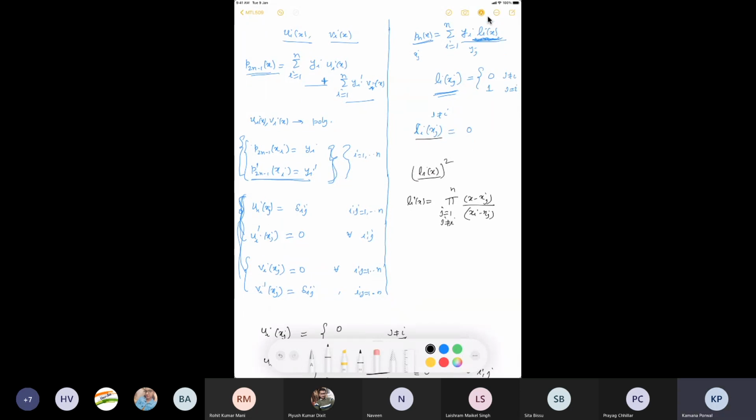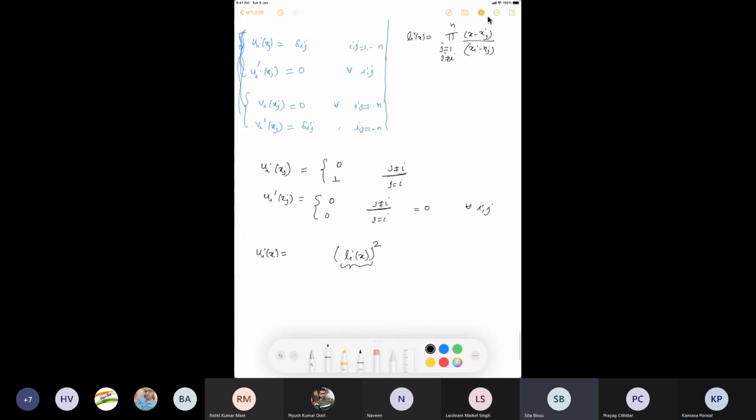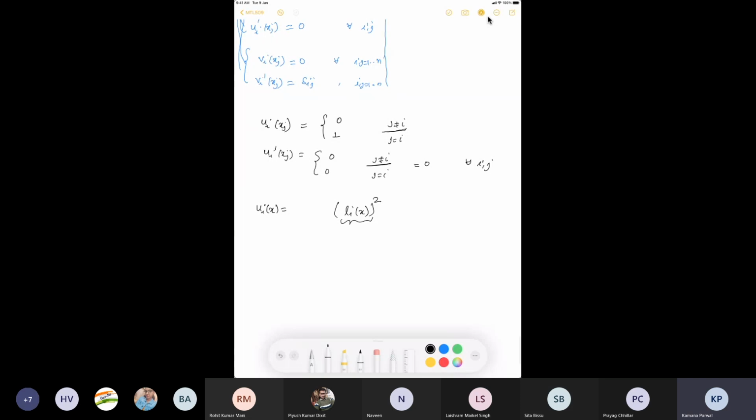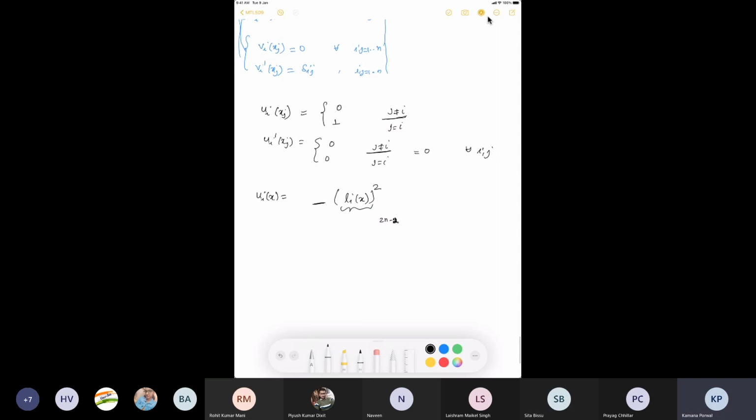So what is the degree of the polynomial Li(x)? n minus 1, ma'am. n minus 1. And I'm having two factors here, so this degree is going to be 2n minus 2. So the only possibility I can have here as a factor is a linear polynomial. So I'm just going to take some R(x) times Li(x) squared, and this can be a linear polynomial because I want my Ui(x) to be a polynomial of degree less than or equal to 2n minus 1.